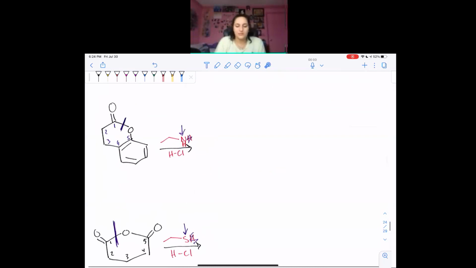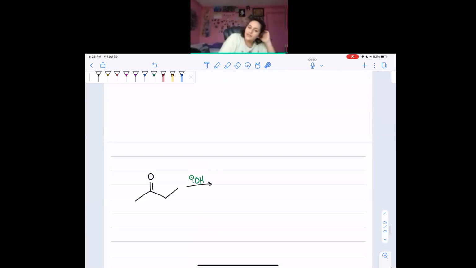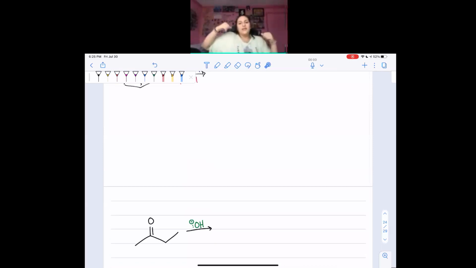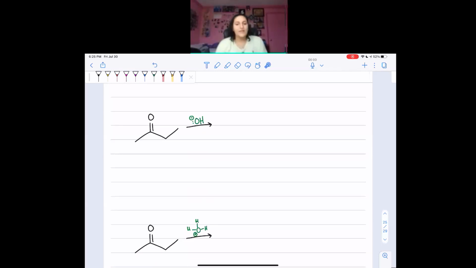And this is more of the same, so I don't want to do that again. All right. Chapter 17 is done. Now we go on to chapter 18, which is all about enolate chemistry. So, these two are just the tautomerization reactions.